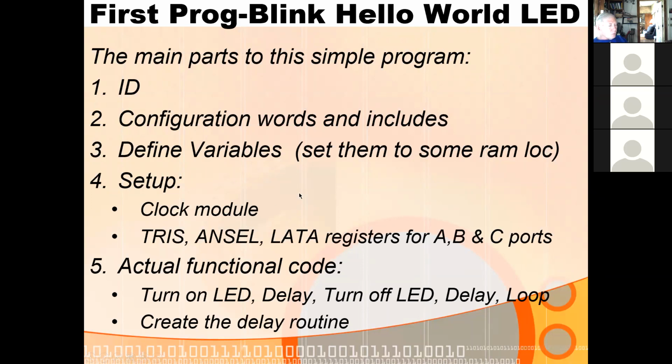And so we'll talk about that. We always have to do this for every program we write. And then we'll actually do the code. And the way the code is going to work, we're going to turn on the LED. We're going to delay for about a second, or maybe a little less than a second. We're going to turn off the LED. Then we're going to delay again. And then we're going to loop and start this process over and just keep going.